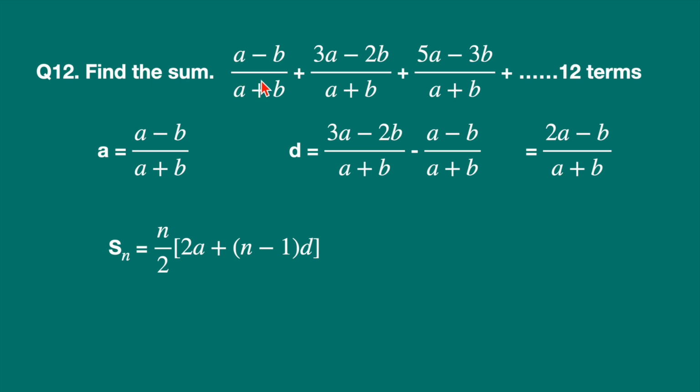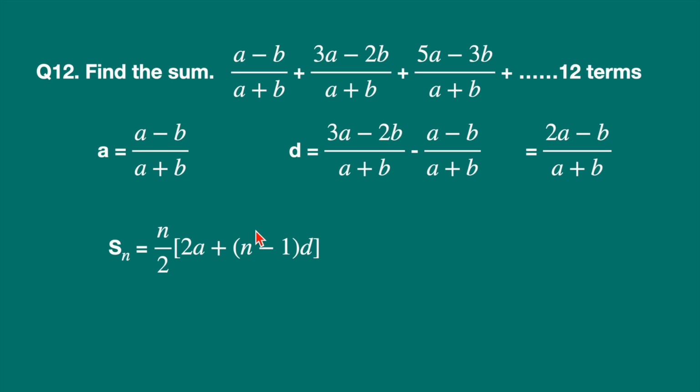Find the sum. So this is an arithmetic progression up to 12 terms. So the first term is a minus b upon a plus b, and the common difference is the second term minus the first term. So write down 3a minus 2b upon a plus b minus a minus b upon a plus b. A plus b is the LCM. So write down the LCM. 3a minus a is 2a. Minus 2b plus, minus into minus is plus, so minus 2b plus b is minus b. So you get this numerator and denominator.